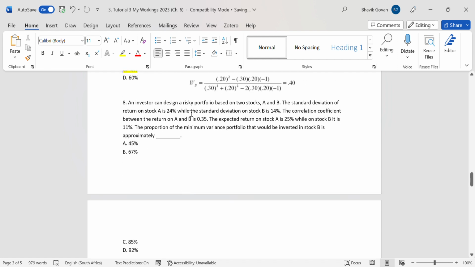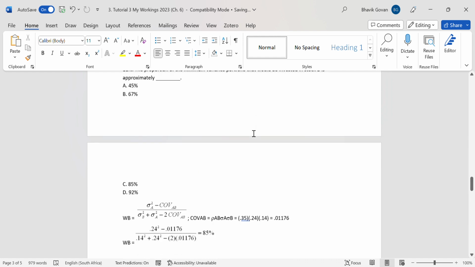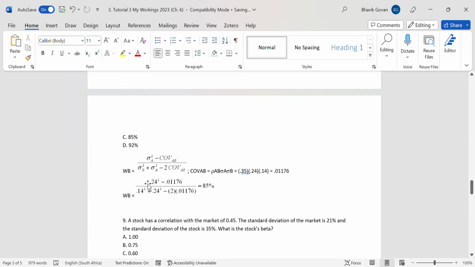An investor can design a risky portfolio based on two stocks A and B. The standard deviation of return on stock A is 24%, while the standard deviation on stock B is 14%. The correlation coefficient between the return on A and B is 0.35. The expected return on stock A is 25%, while on stock B it's 11%. The portion of the minimum variance portfolio that would be invested in stock B is approximately, again, we're making use of that formula that we saw above, so the weight of B.